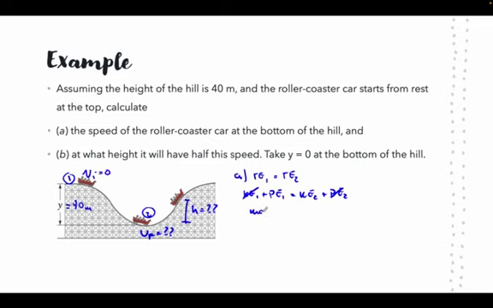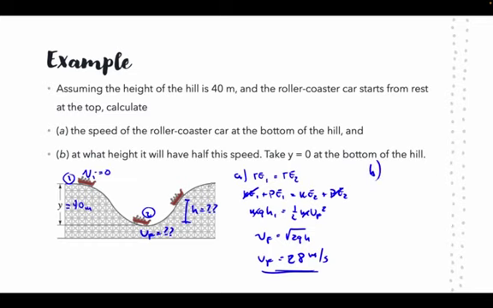This tells me that mgh1 is going to be equal to 1/2 mvf squared. Cancel mass. This tells me that the velocity at the bottom is going to be equal to the square root of 2gh, which is the square root of 2 times 9.8 times 40, and that is 28 meters per second. All right, so now let's try with B.